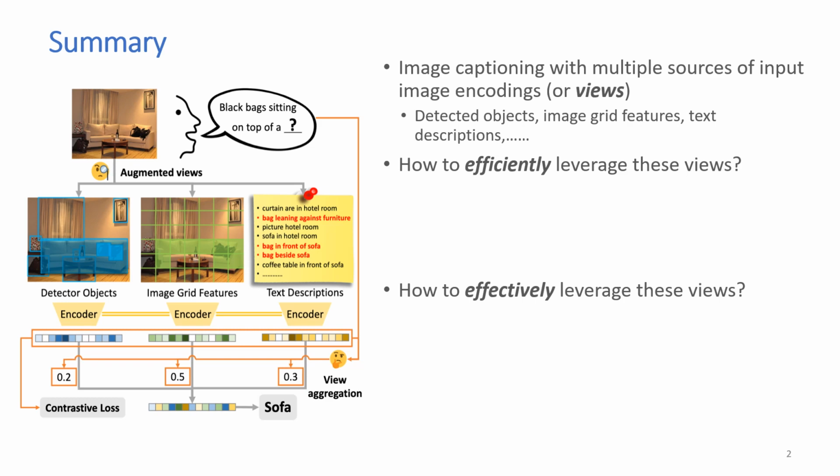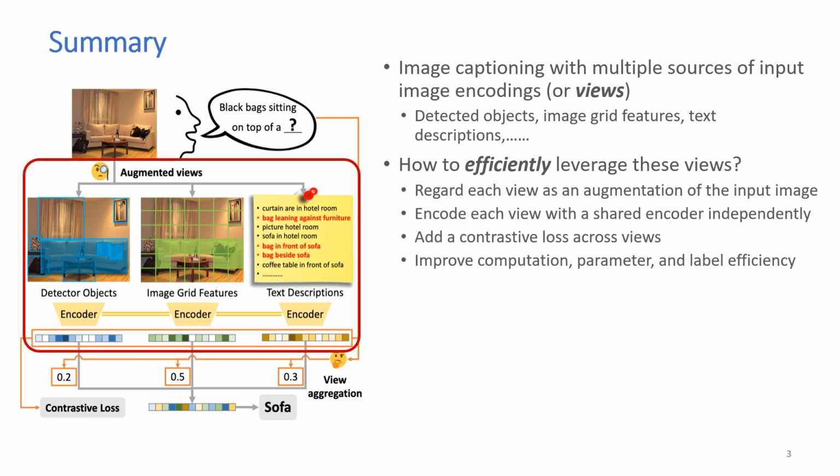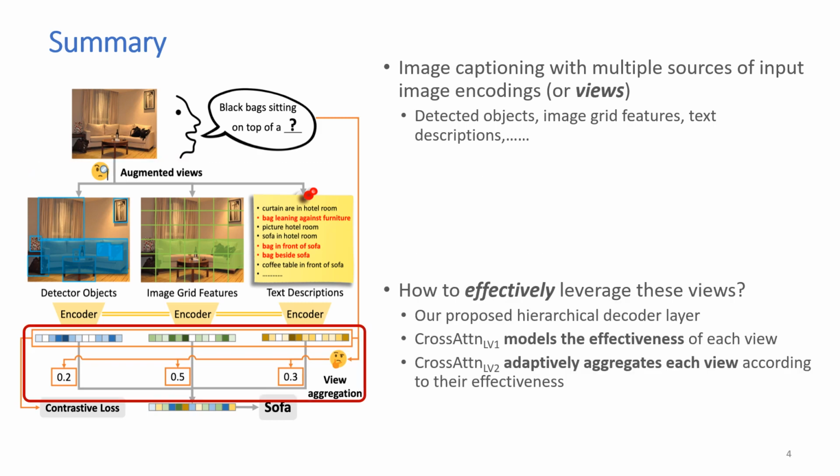effectively leverage these views. For efficiency, we propose to regard each view as an augmentation of the input image and encode each view with a shared encoder independently. We also add a contrastive loss across views for representation learning. Overall, our formulation improves computation, parameter, and label efficiency. For effectiveness, we propose a hierarchical decoder layer to first model the effectiveness of each view and then adaptively aggregate each view according to their effectiveness.